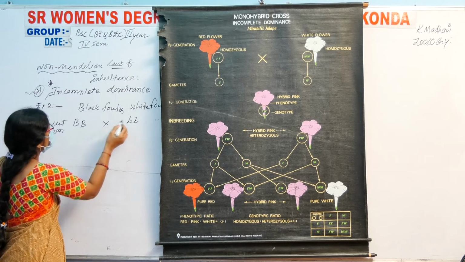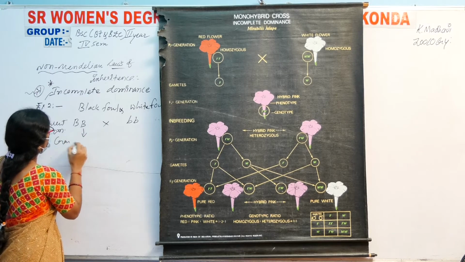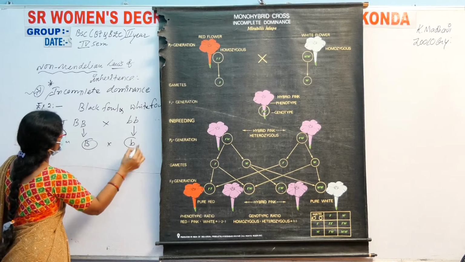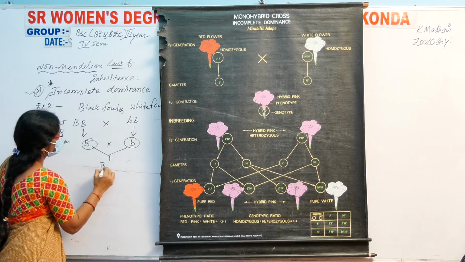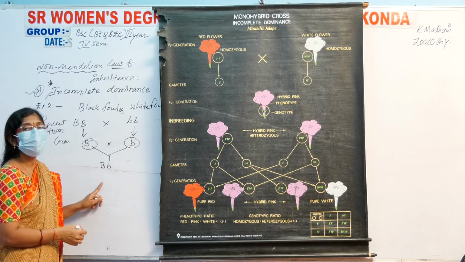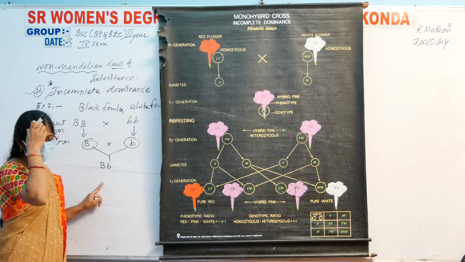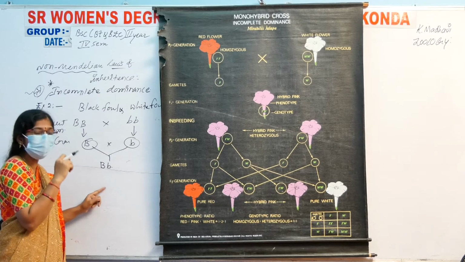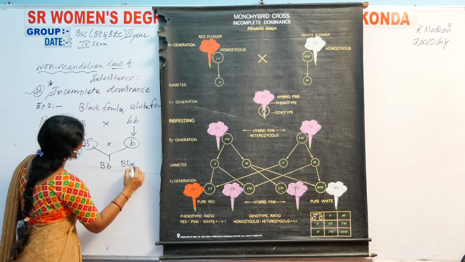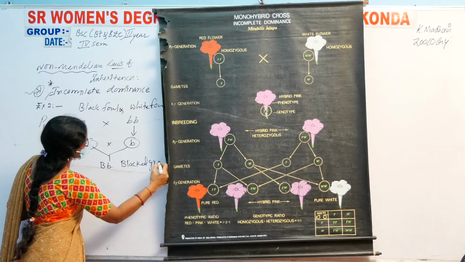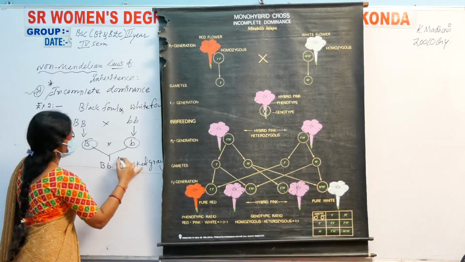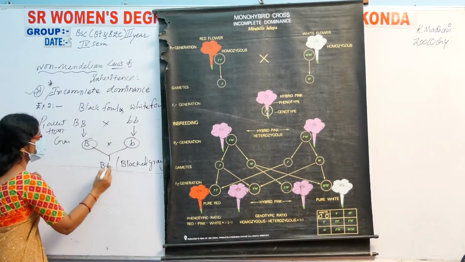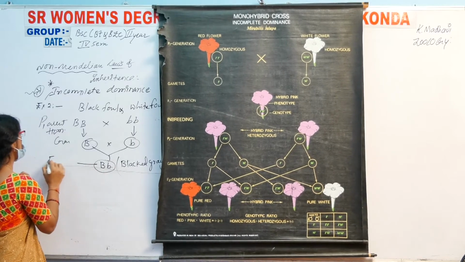Here they can cross with each other, with their gametes capital B and small b. Both are used to cross here, and the hybrid fowl is produced. A black grey color bird is produced. This is the F1 generation.